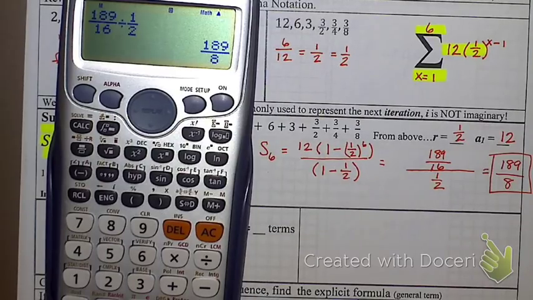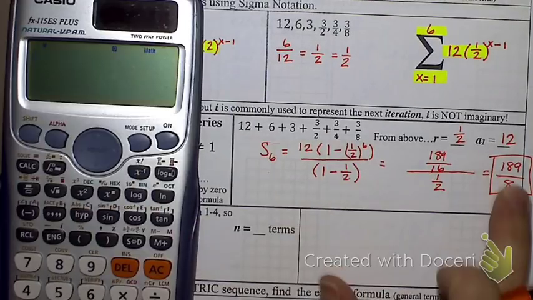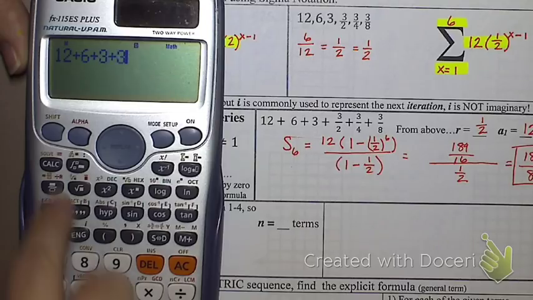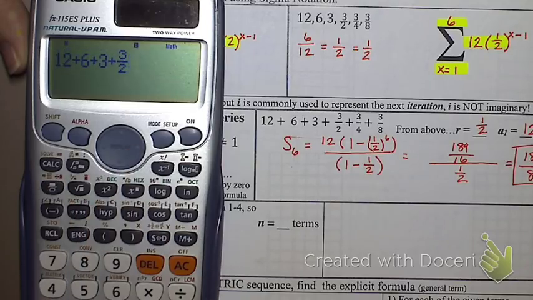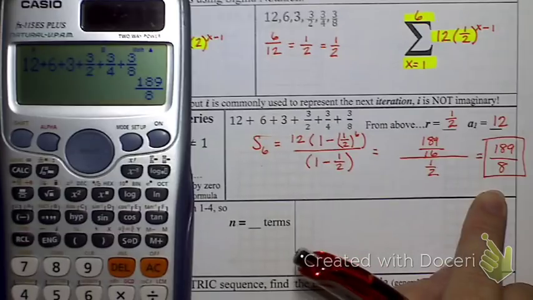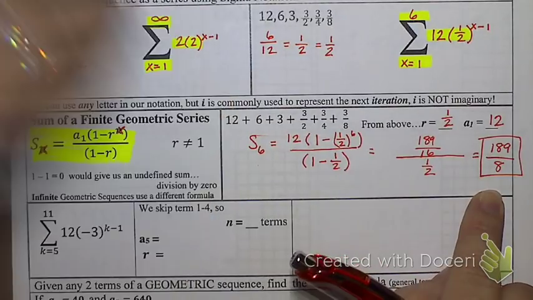Can I check my answer? How would I check my answer? Add up all the terms and see if I get 189 over 8. So let's see. 12 plus 6 plus 3 plus 3/2 plus 3/4 plus 3/8. 189 over 8. So? It's kind of ugly, I know.